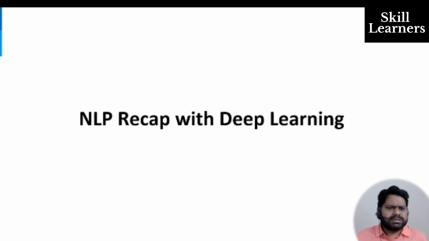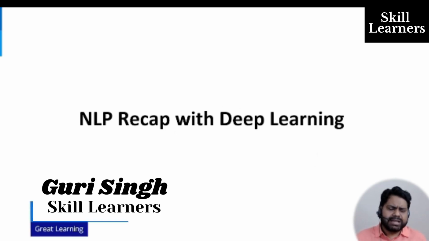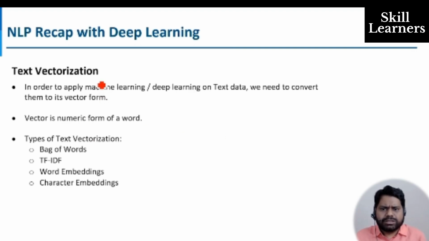Before we go and discuss what is a sequence to sequence model, let's recap and try to understand the natural language processing concepts in deep learning. So, there is a concept of text vectorization. Any machine learning model, be it random forest, logistic regression, CNN, RNN, LSTM, GRU, you name any model, they work on numerical data. And since NLP deals with textual data, we need to transform our textual data to numerical data.